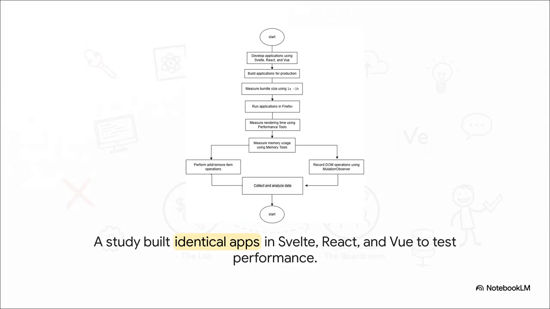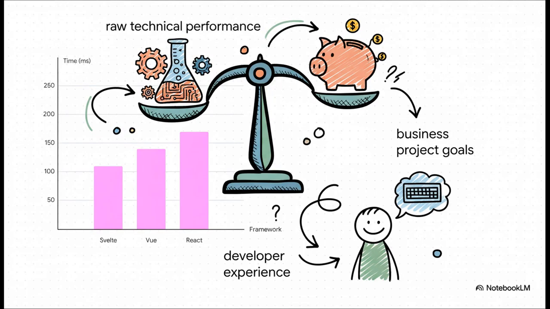Okay, so to get a really fair comparison, researchers took a super rigorous approach. They built the exact same simple web app 3 different times, once in Svelte, once in React, and once in Vue. Then they measured everything under the exact same conditions to get a real apples-to-apples comparison. First up, rendering time. So this is how long it takes to just display a list of 1,000 items on the screen. And whoa, the results are pretty stark.